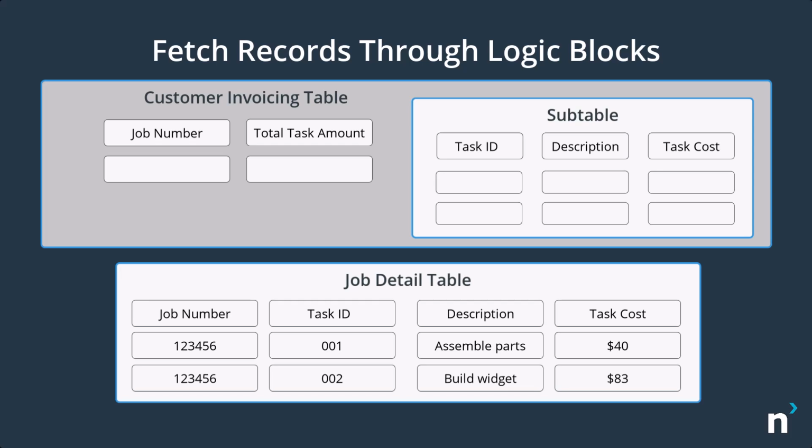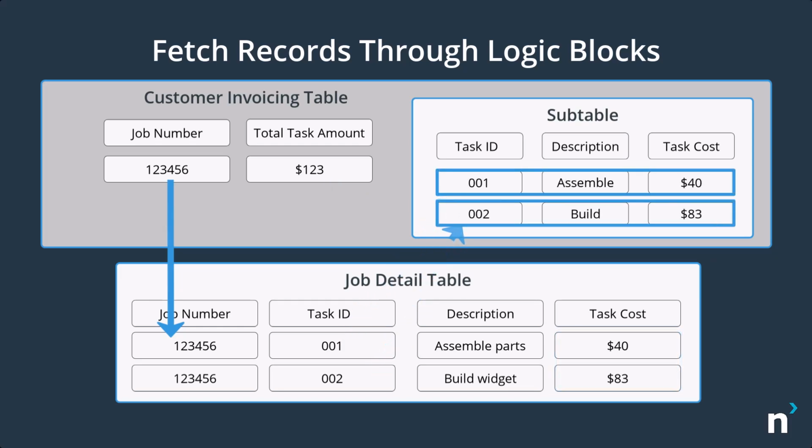When a user enters a number into the job number field, the logic block will be triggered to fetch records about multiple tasks from a job details table, perform a calculation on the price of each task, and enter the fetched records into a subtable attached to the customer invoicing application. We selected the Fetch Records logic block action because it enables the system to return multiple rows of data that meet the specified criteria and insert them into a subtable.